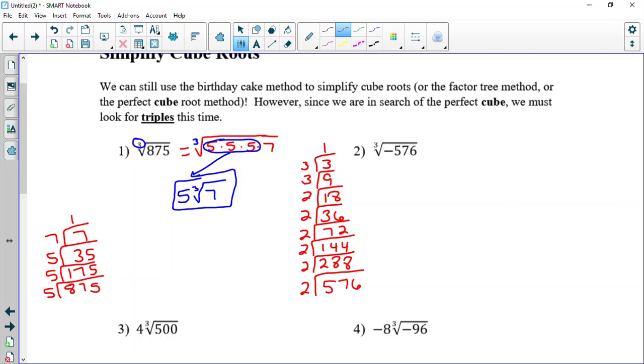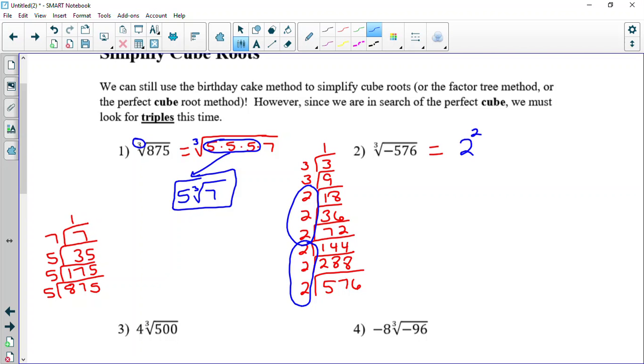And then there's my birthday cake. Alright, so what have we got here? I don't want to have to rewrite all of it. So what I can do is, instead of putting it back under that radical again, I can just look for my triples from the birthday cake. So there's 1 triple, and there's 2 triples. So that means I have to pull out 2 2's. Right? I have to pull out 2 2's.